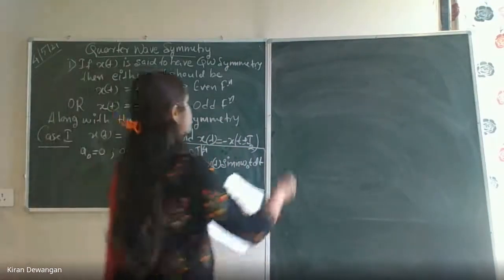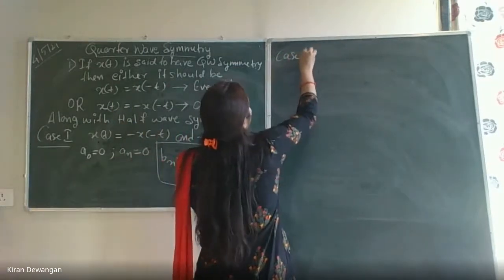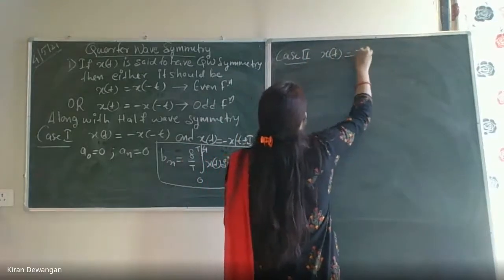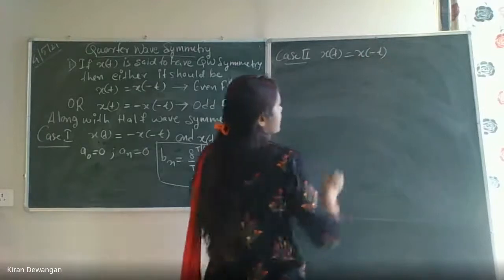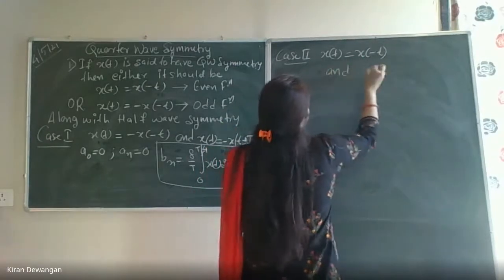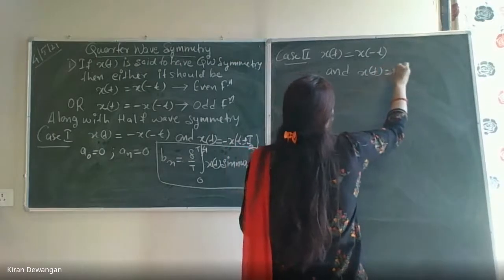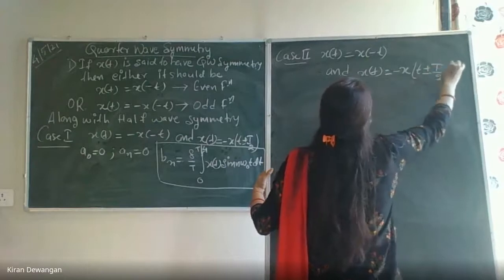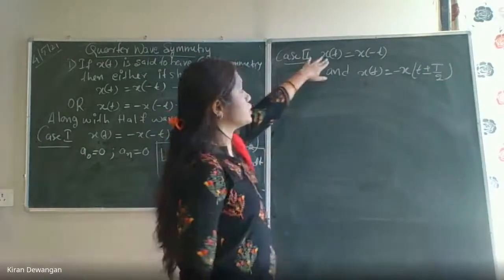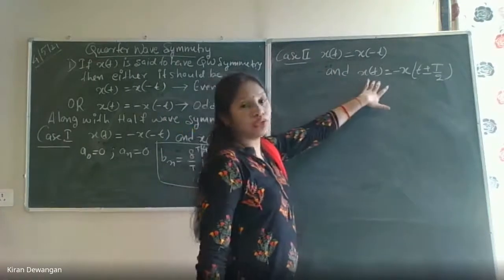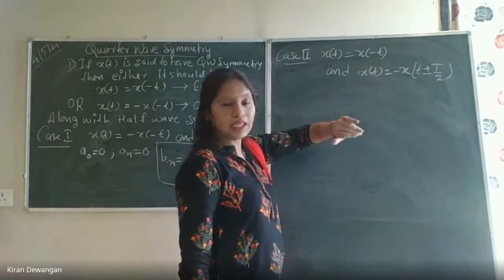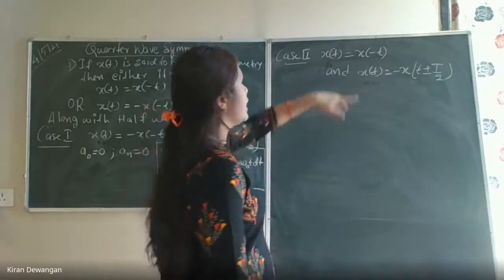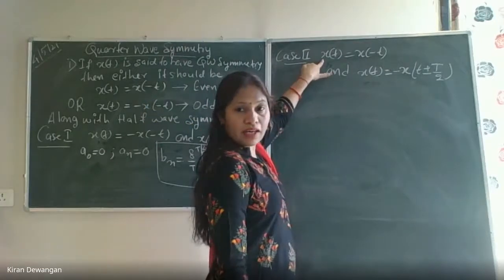Now the second case, if x of t is x of minus t and x of t equals to minus x of t plus minus T by 2. That is, this is the condition for even symmetry and this is the condition of half wave symmetry. This is our second case कि even symmetry भी follow कर रहा है और half wave symmetry भी follow कर रहा है. Now we know that in this case अगर even है तो what is 0?